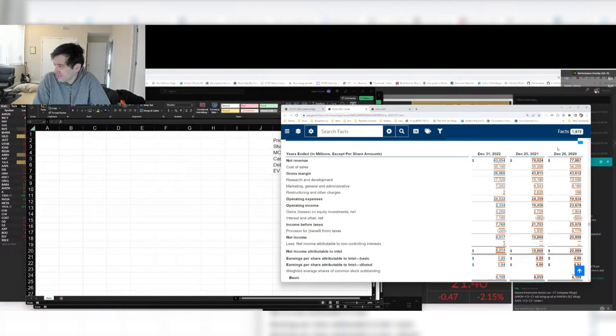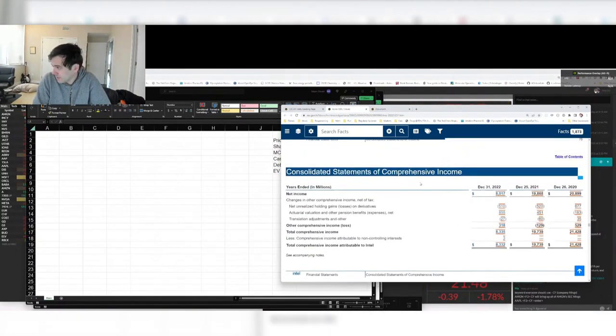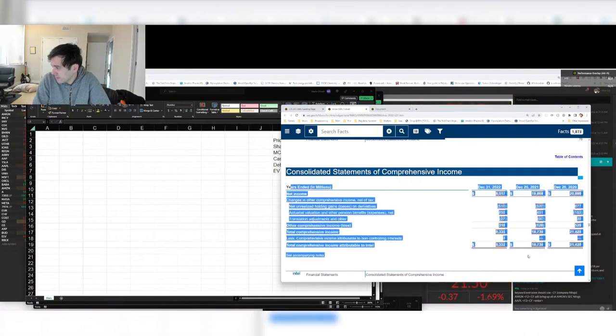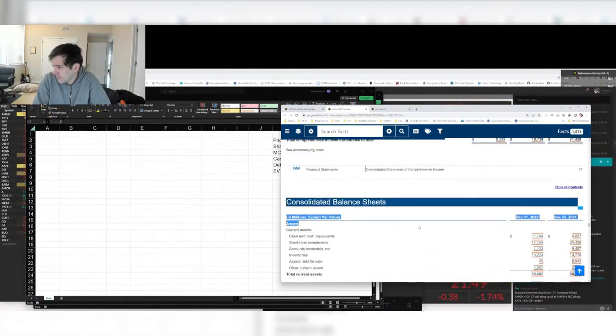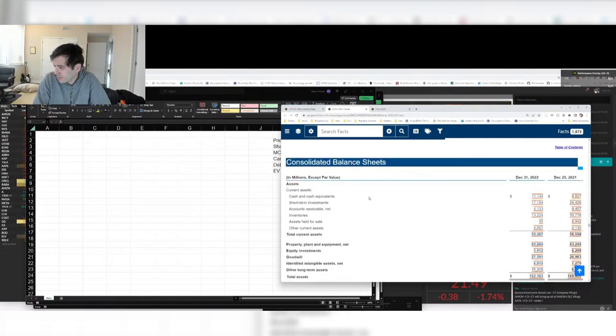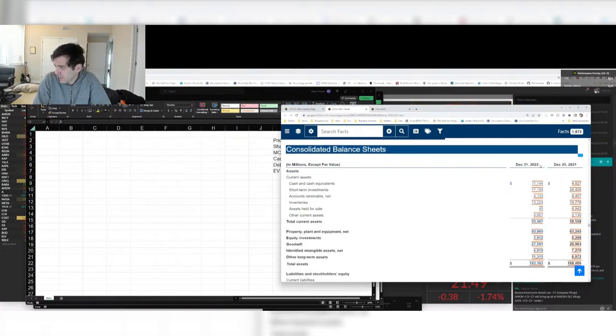Alright, here's the income statement. The income statement tracks period results. That means for a year or for a quarter or for whatever. The balance sheet is a snapshot statement. It tells you the account values at a specific date. So it's like a camera that takes a photo. And this is what we wanted.